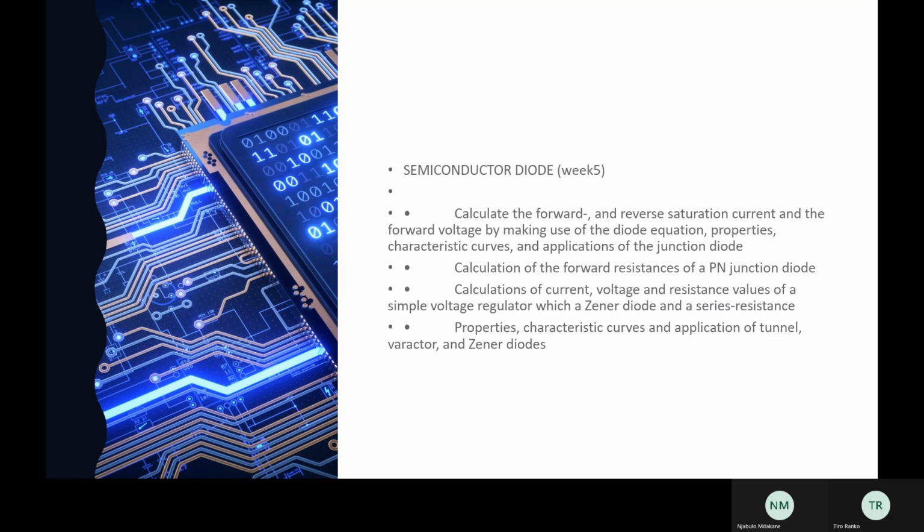And then week 5 is the last week of that national test. You need to know how to do most of this stuff here. You need to calculate the forward and reverse saturation current. I did that yesterday. The content of this is in my class week 5. You will find the calculations for ideal and non-ideal, so you need to know how to do that. You also need to know how to do the calculations of the voltage regulators, which I just did now. And you need to know the properties, characteristic curve and application of the tunnel, variable, and Zener diode.